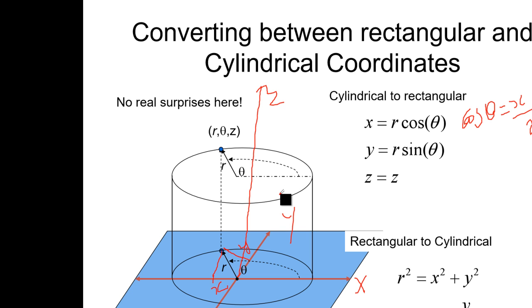In the reverse process, if I want to convert this rectangular coordinate into the cylindrical coordinate system, x square plus y square is r square, because r is the hypotenuse, and x and y are the adjacent and the opposite sides of a triangle, and tan theta is equal to y by x, z is equal to z.